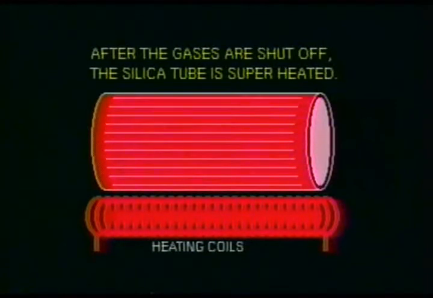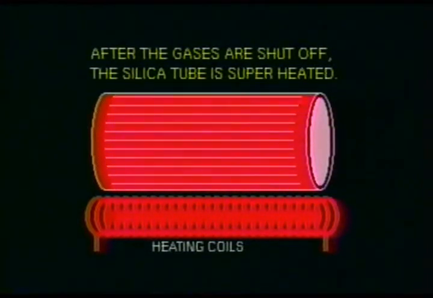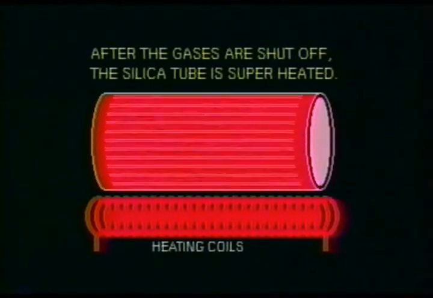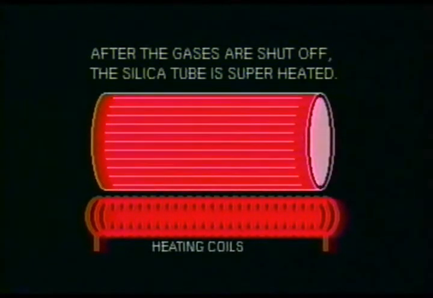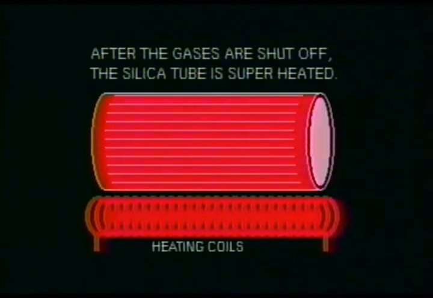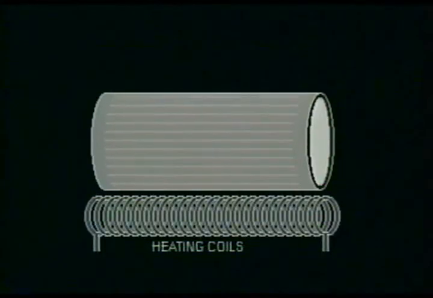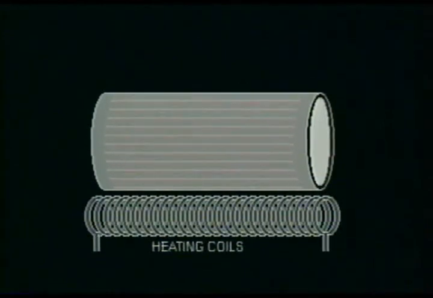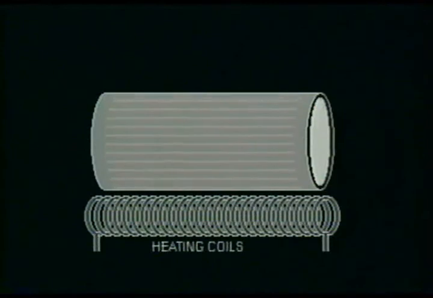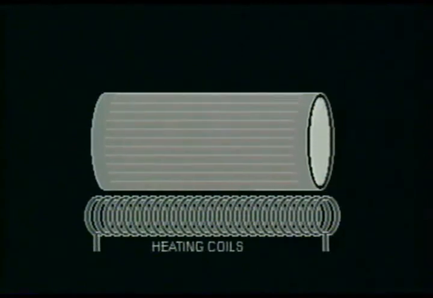After the pure glass core has reached the required diameter, the gases are shut off and the preform is superheated. This causes the silica cladding tube to collapse around the core material and form the solid preform rod. The preform rod is then cooled and removed from the equipment. At this point, the solid preform rod is ready to use in the production of the fiber cable.